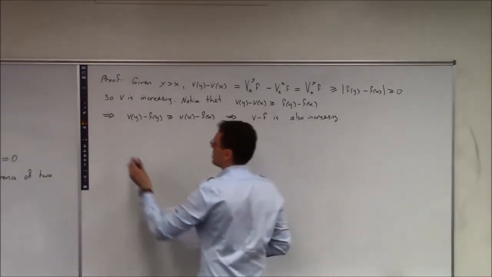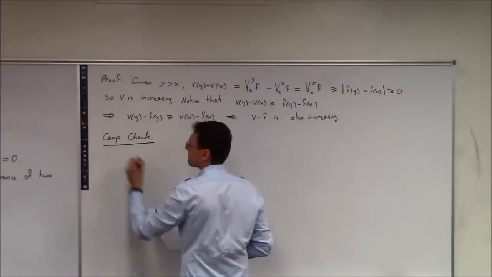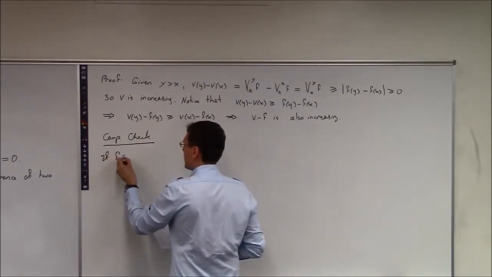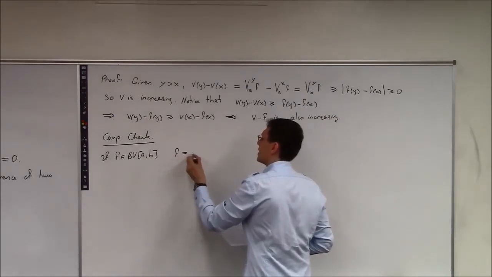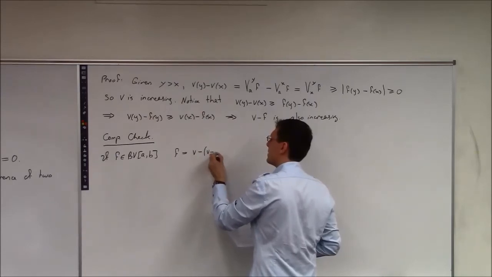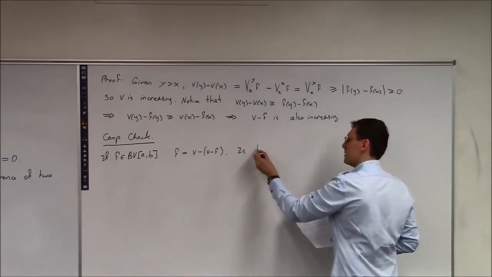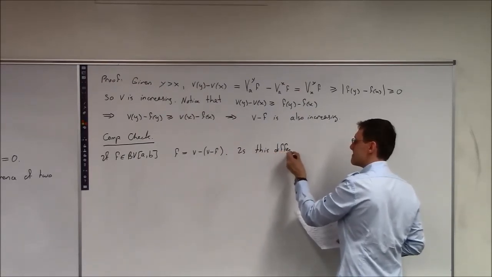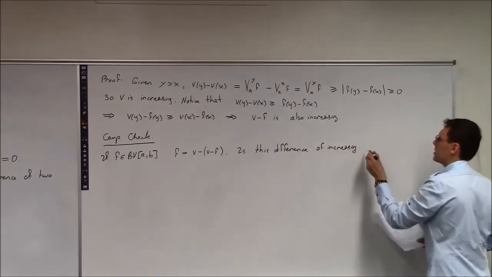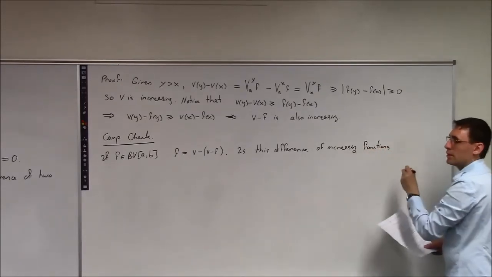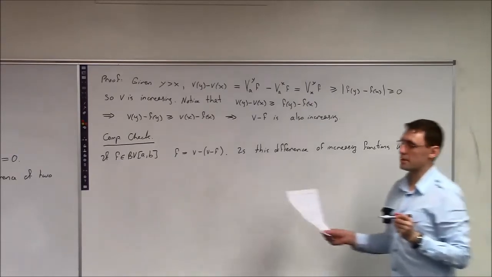All right, so let's just do a quick comprehension check. So we said that if f is in the bounded variation space, f is equal to v minus f, a difference of two increasing functions. So the question is, is this difference of increasing functions unique? So easy question, I hope. Is this difference unique?